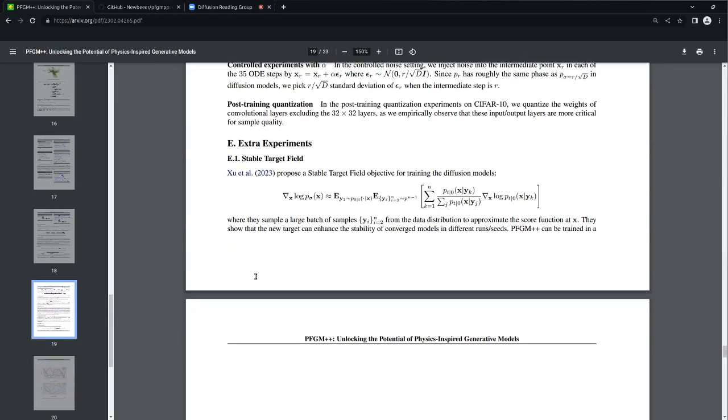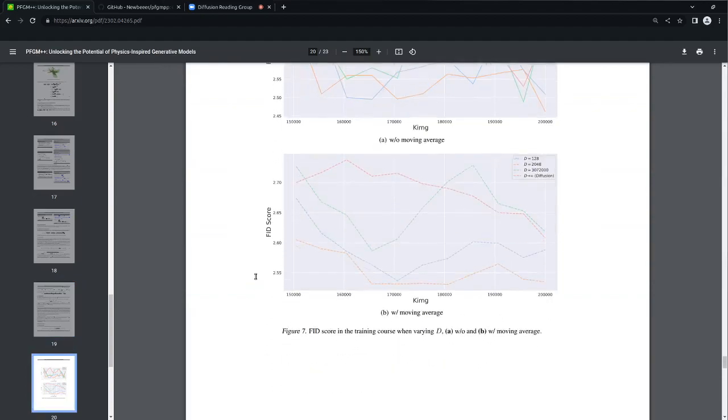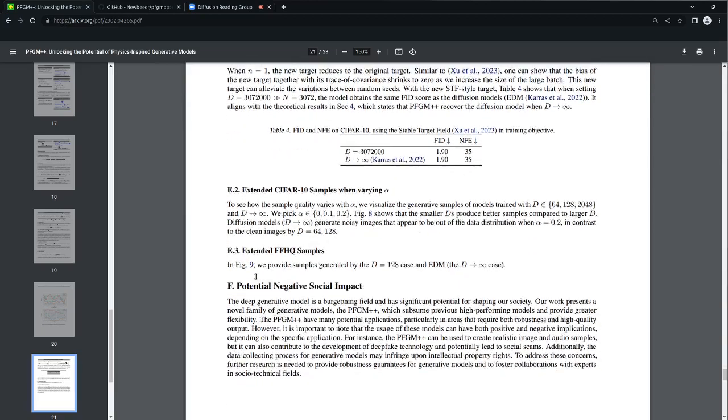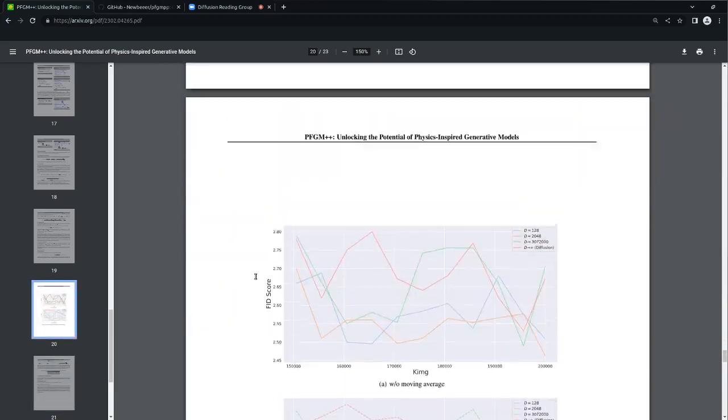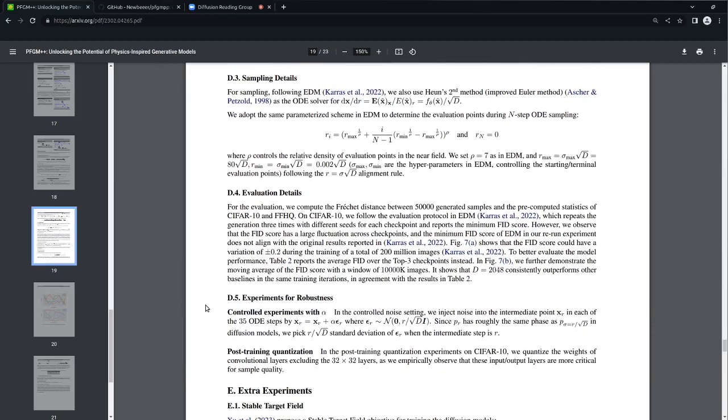Do they even say? They actually talk about the quantization stuff up there. So I guess they did do something there with robustness. It was higher up, when you were scrolling. Right there, experiments for robustness, and then they have post-training quantization. I don't know where those results are though.